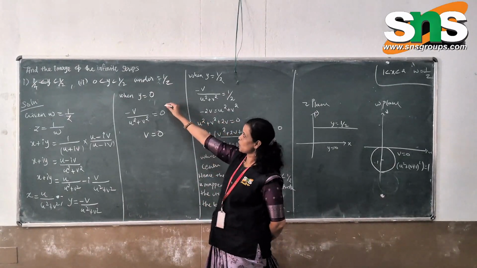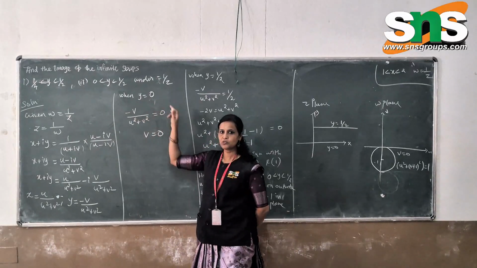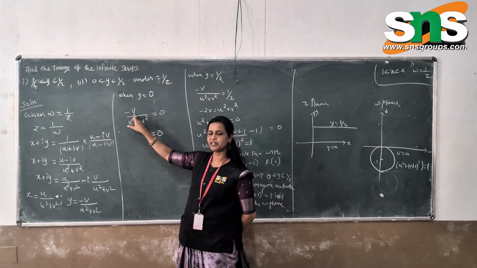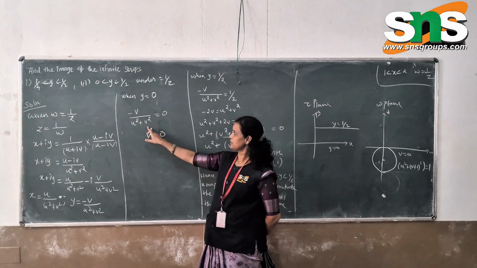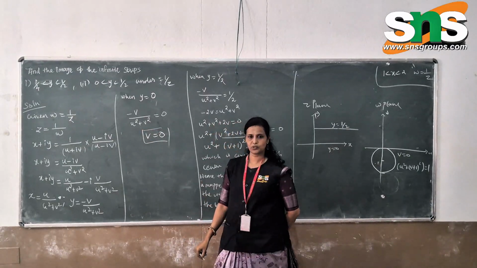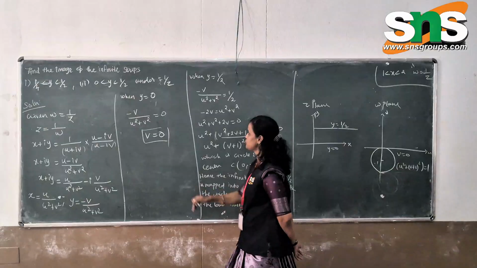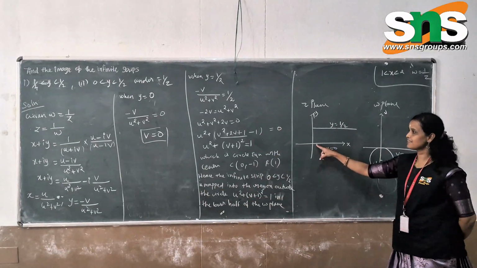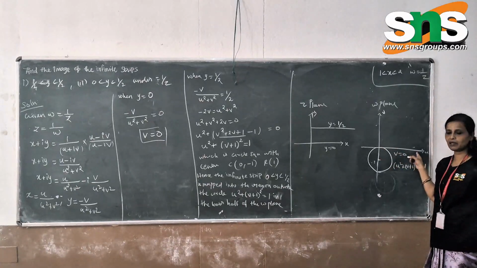Now we take the second problem, y = 0. Substitute the y value here: -v/(u² + v²) = 0. Bring this term to the right-hand side, so we have v = 0. Therefore, y = 0, which is the x-axis, is a line, and this line is mapped into the line v = 0 in the w plane.